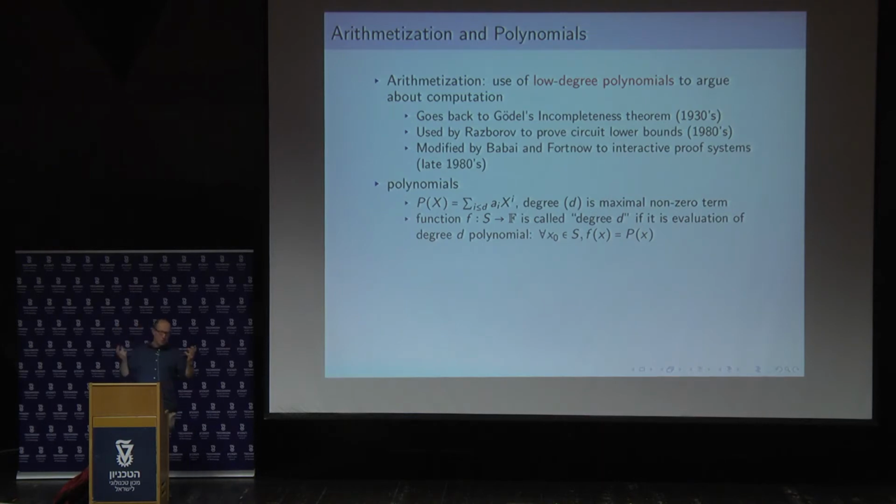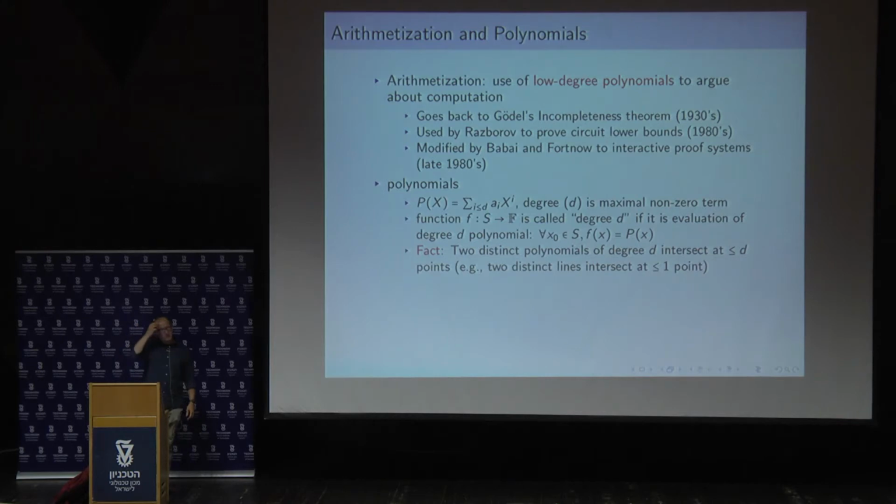But of course, you can do a lot more. You could do x squared minus 5x plus 20, and I don't know what the table would be for that. Okay. Good. So a function, one of these lookup tables, will be said to be degree D if the polynomial that corresponds to it is of degree D. And you should think of D as small.